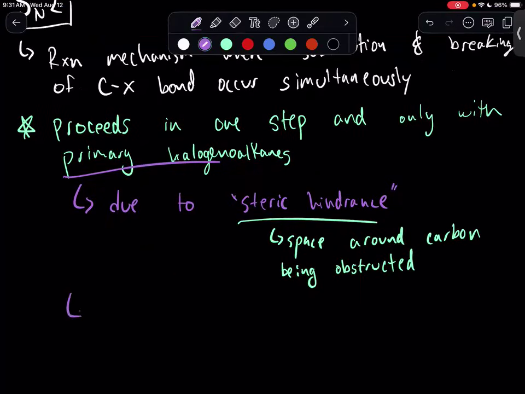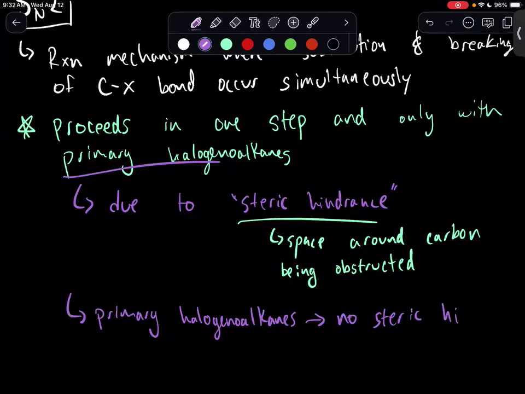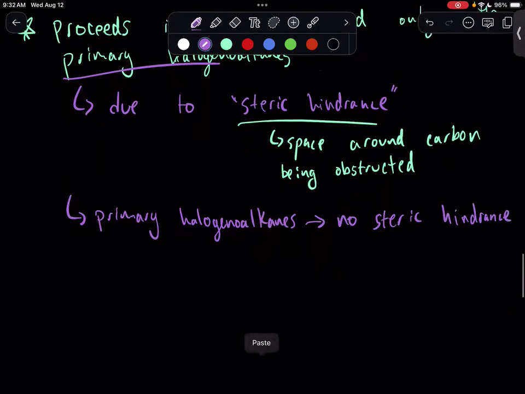Now, in primary halogenoalkanes, there is no steric hindrance. And we can see why. If we look at a primary halogenoalkane, we have a carbon bonded to a leaving group, bonded to one at maximum R group with two hydrogens.